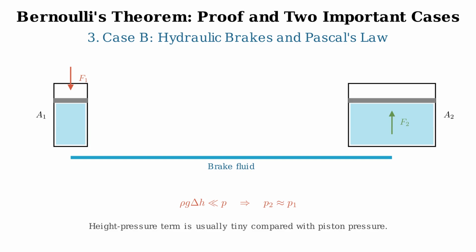It is still present in principle. But in a brake system the vertical height difference is small, and the pressure created by the pistons is large. The term rho g delta H is therefore very small compared with the applied hydraulic pressure. So it is neglected. As a result, we treat the pressure as the same at all points in the brake line.